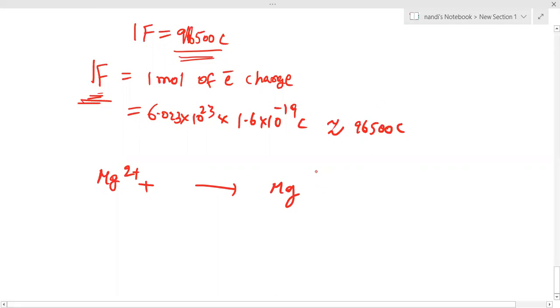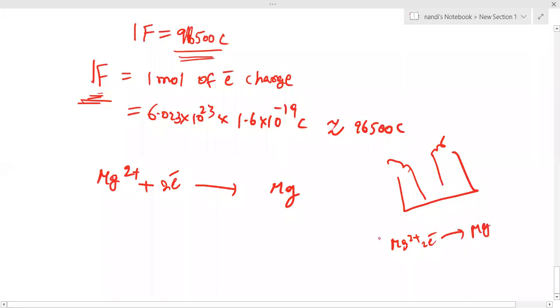Please keep everything in mind when I am discussing here. Discharging means you have to imagine electrodes. Is this reduction or oxidation? Mg2+ is gaining 2 electrons. Reduction means Mg2+ gaining 2 electrons gives rise to Mg. This reaction takes place at the cathode. You have to imagine that. Whatever I am discussing is about these electrodes, what is going on at the electrodes. That's our concept.